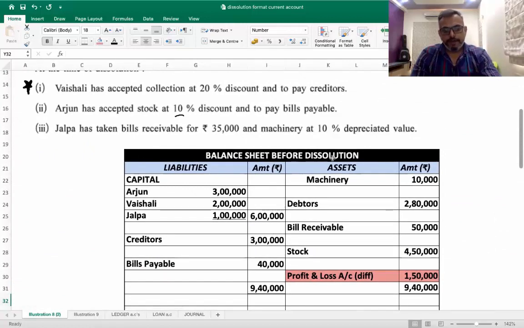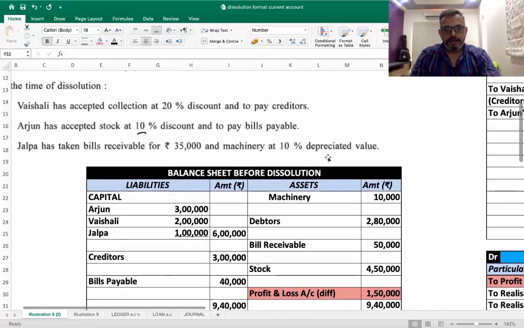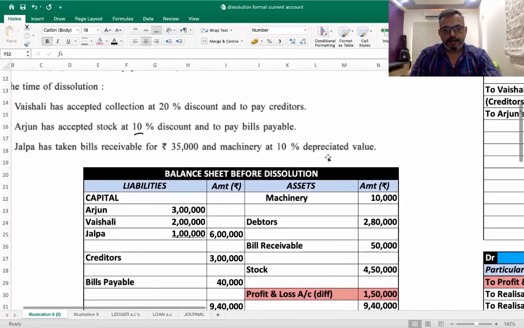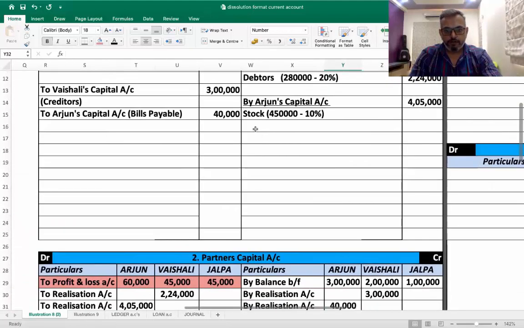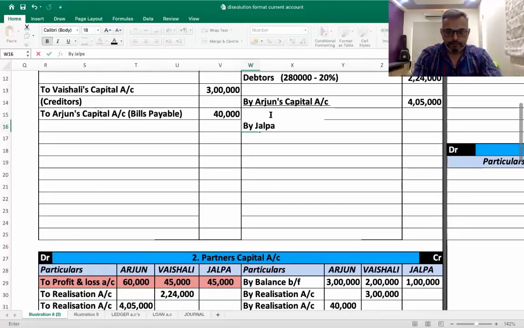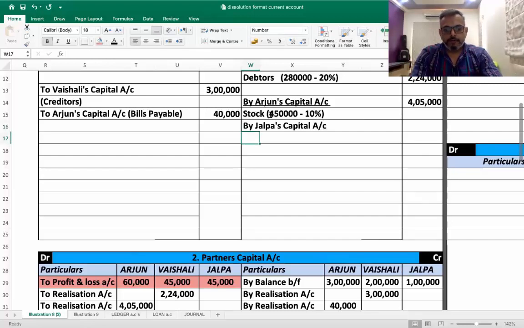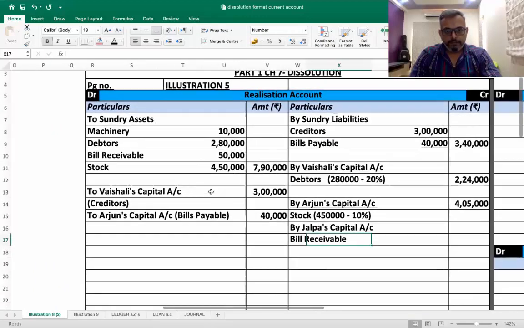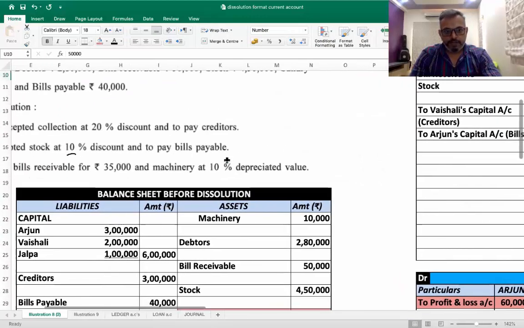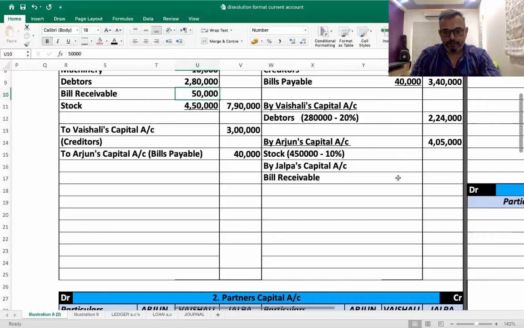Third one, Jalpa has taken bill receivable for 35,000 and machinery at 10% depreciated value. So Jalpa took over. So by Jalpa's capital account, she has taken over bill receivable. Bill receivable is 50,000. She has taken for 35,000. So inner column 35,000.